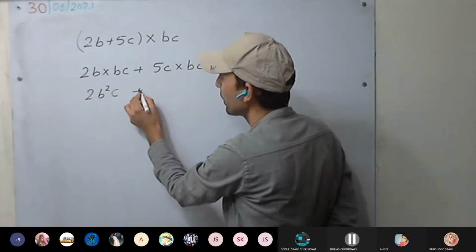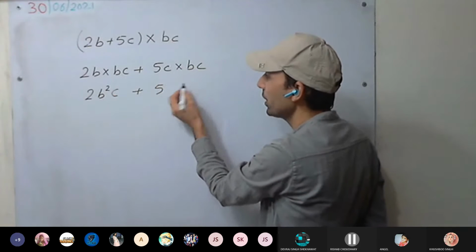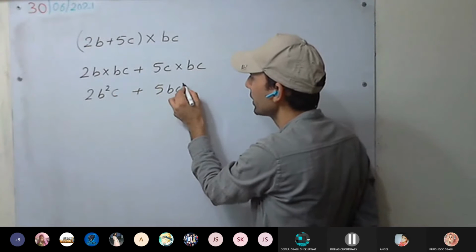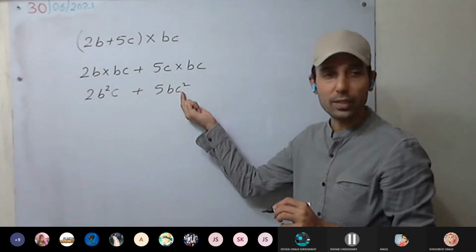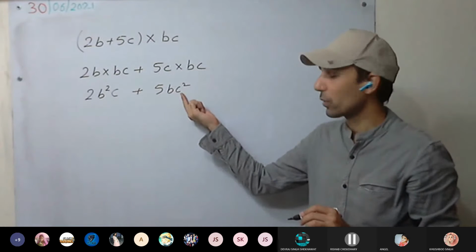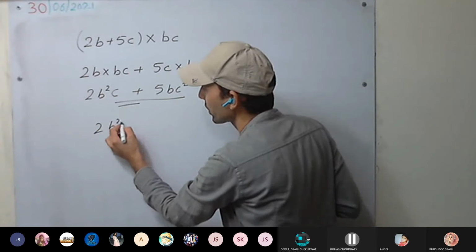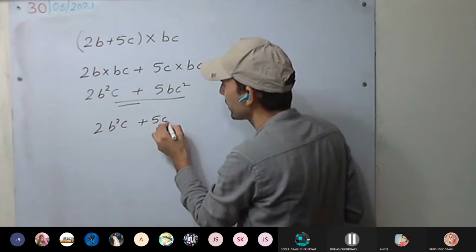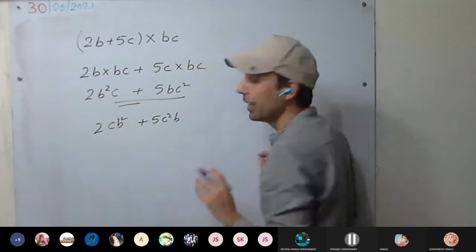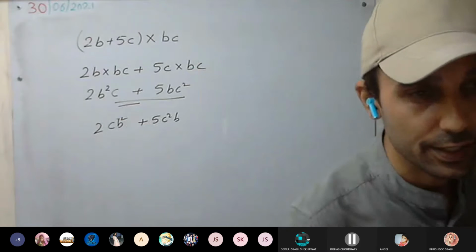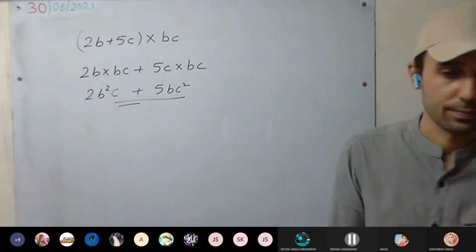2b square c plus 5. You can write c square b or b c square, in any order you can write. First you can write 5c square b as well, or b square c, b c square. It doesn't matter. This is the answer, or you can write it like this as well, plus 5c square b. Here as well you can write c b square. It's up to you, okay? It doesn't matter.